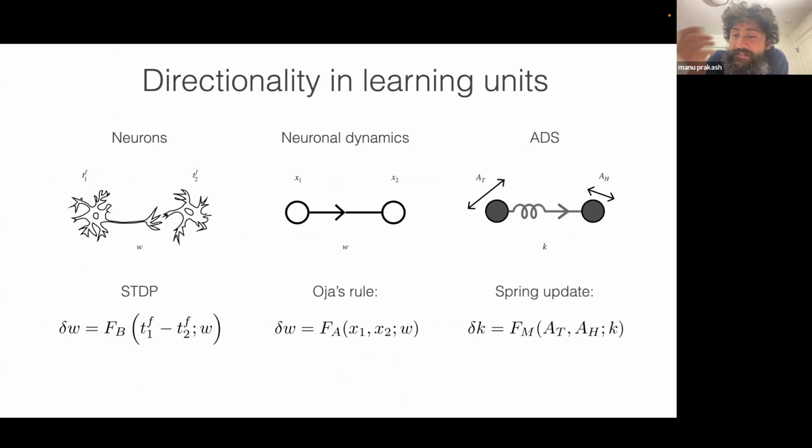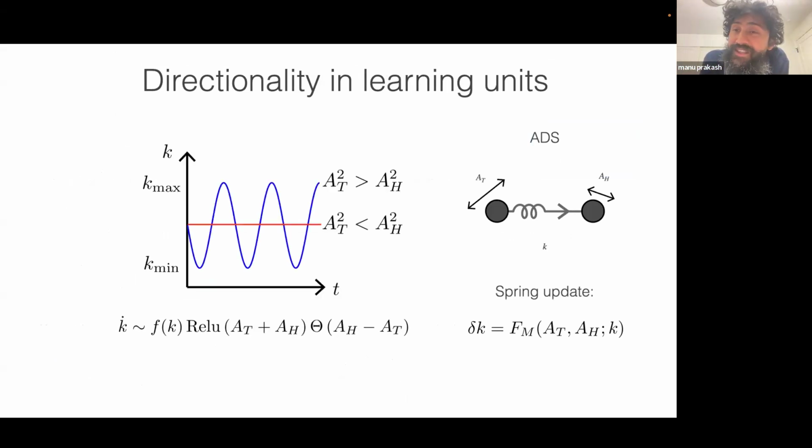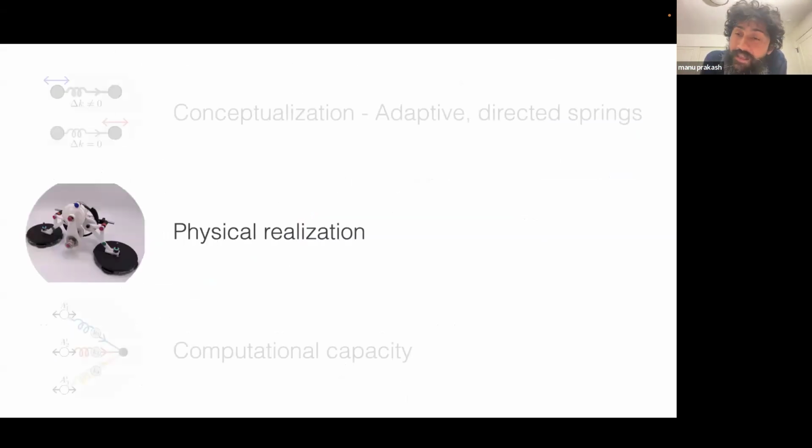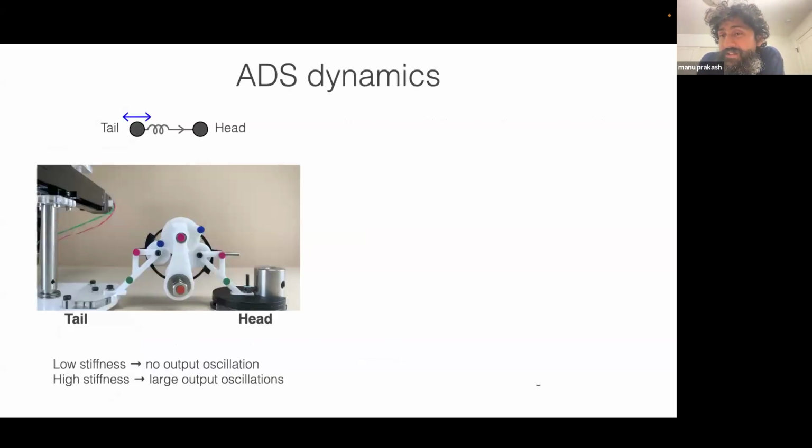So, graphically, I can represent this. On the left is neurons. Neurons do this directionality through spike timing dependent plasticity. In neuronal dynamics and unsupervised learning, this is implemented through Oja's rule, but we wanted a mechanical spring that could do something like that. I wouldn't be telling you this if it was not possible, but I just want to share what it takes to build by design. Now we have these sets of rules. Can we actually design a physical material that could do this? And so the physical realization is right here.